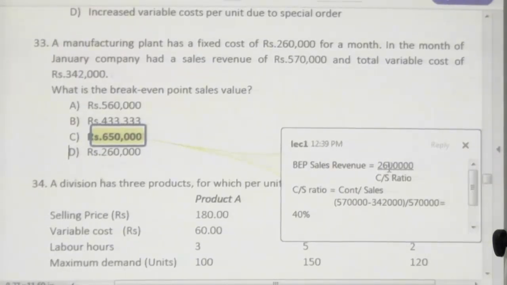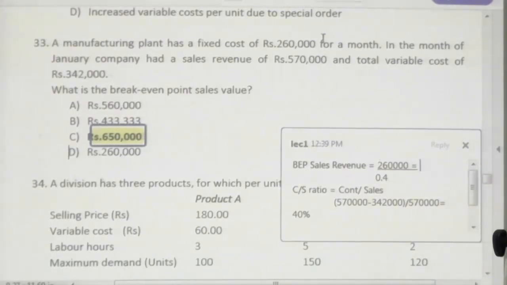260,000, right? Divide by contribution to sales ratio, that is 0.4 or 40%. The answer will be 650,000. This is the answer, 650,000. This is one method of getting break-even sales revenue.